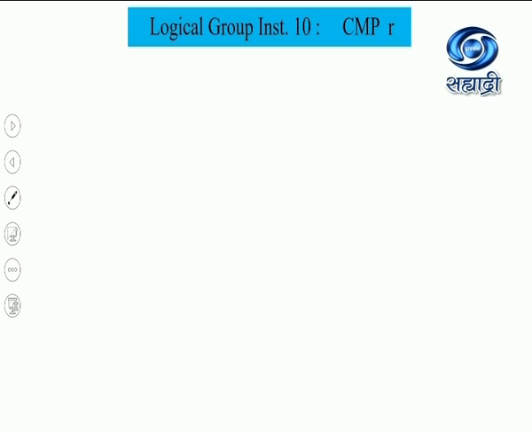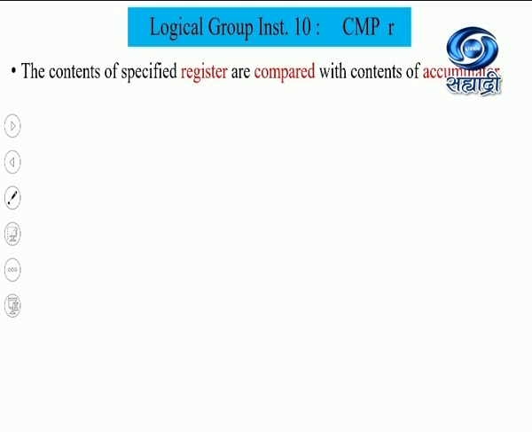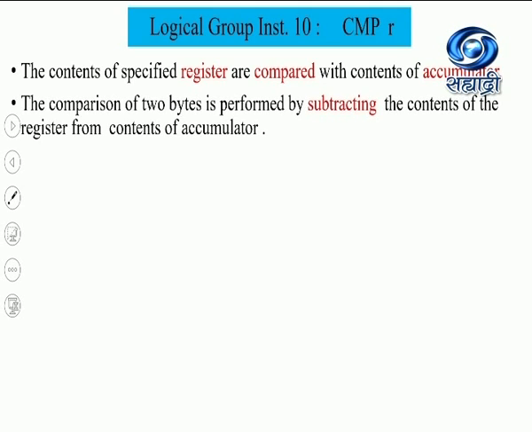Now this is one of the important instructions, compare instruction. So CMP stands for compare. It is the mnemonic. CMP R, it is a logical instruction. For comparison, we need two operands. One operand by default is in accumulator and the other operand is in register R. The contents of specified register are compared with contents of accumulator. The comparison of 2 bytes is performed by subtracting contents of register from contents of accumulator.